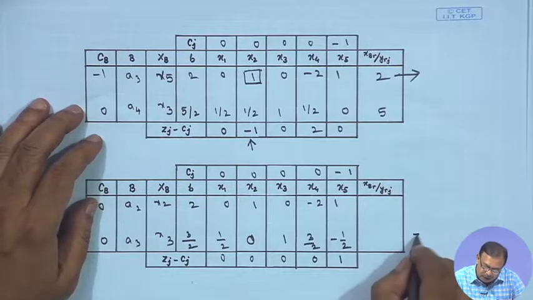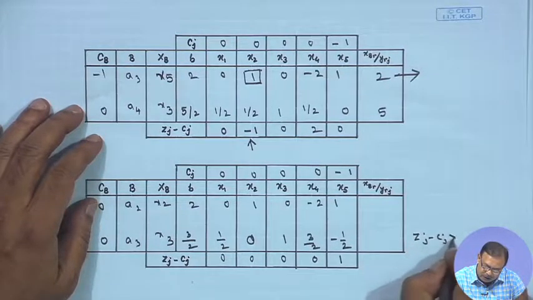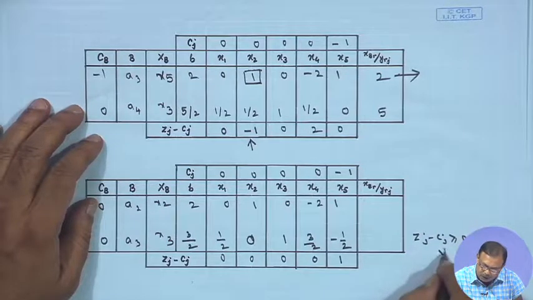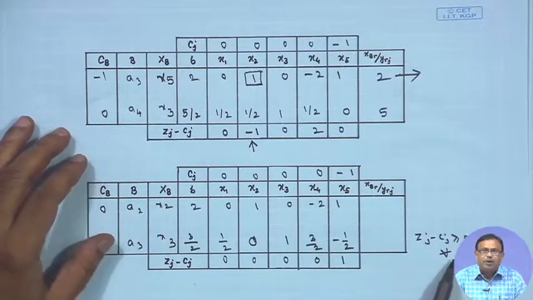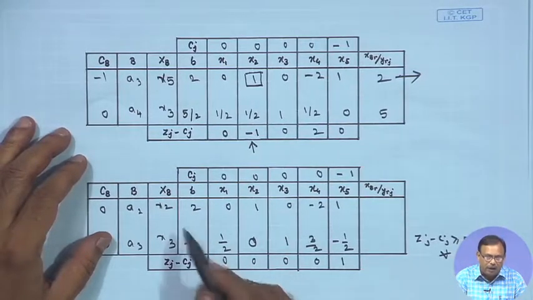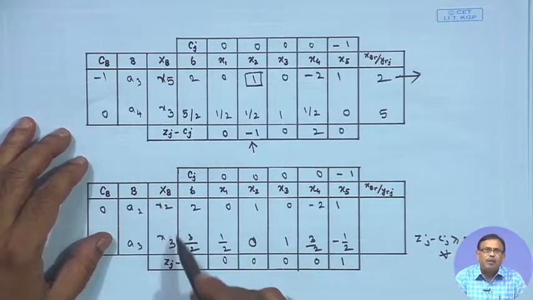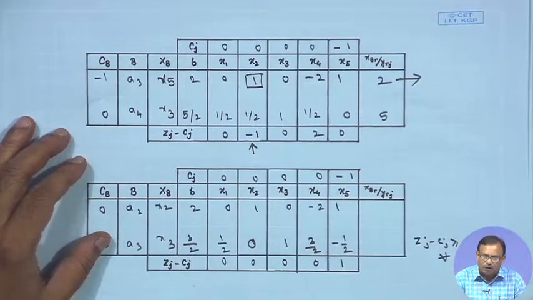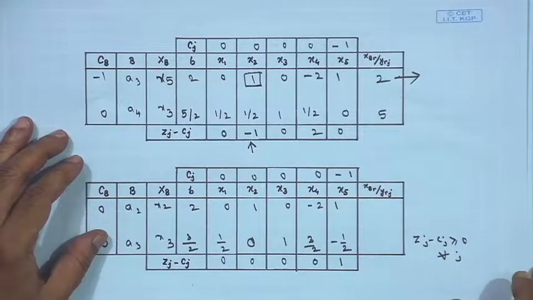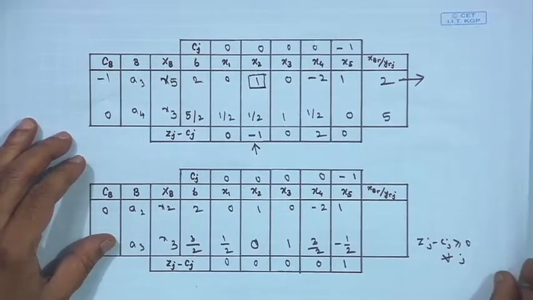Now, in this case your Zj minus Cj is greater than equals 0 for all j. So, what we are finding now is Zj minus Cj is greater than equals 0, and if you see the basis, the variables are x 2 and x 3. No artificial variable x 5 is present in the basis. So, therefore, we must obtain some solution for this, and we will go to phase 2.